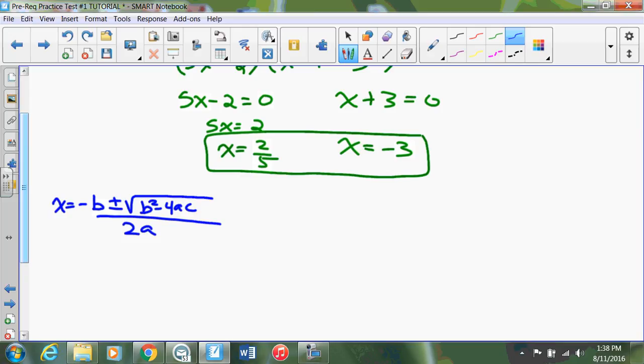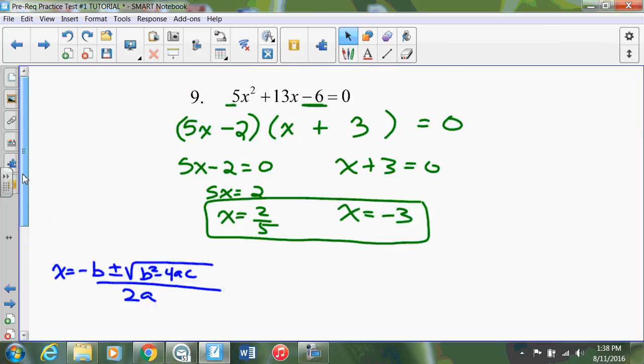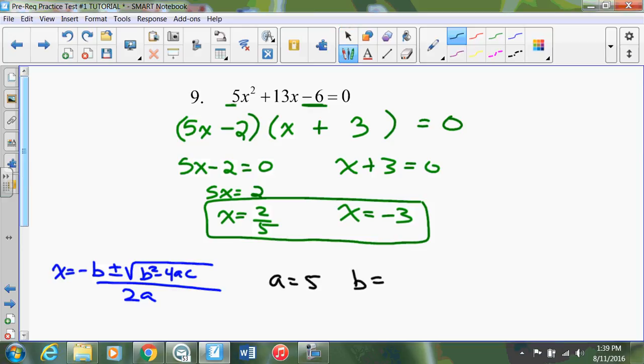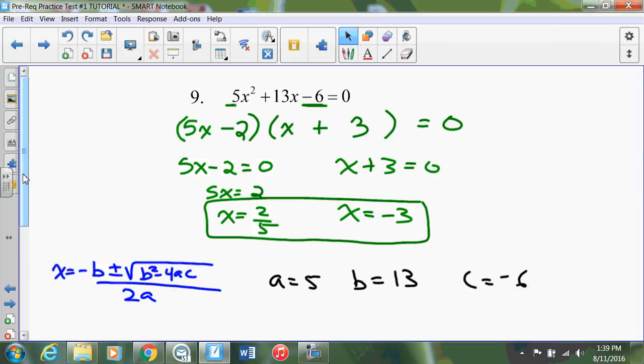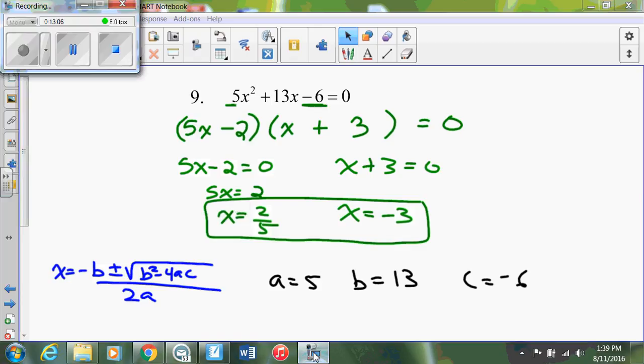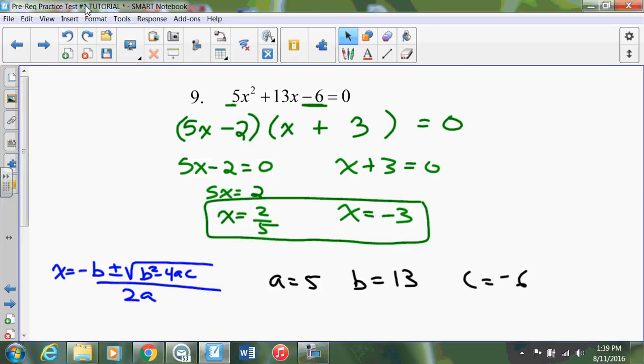So what we're going to do is we go back up to the problem and we label what a, b, and c are. A is going to be 5. That's my first term. B is going to be 13. That's my second term. And c is going to be negative 6. I'm checking that I'm still recording. Awesome. Okay, so what we're going to do is we're just going to plug and chug.